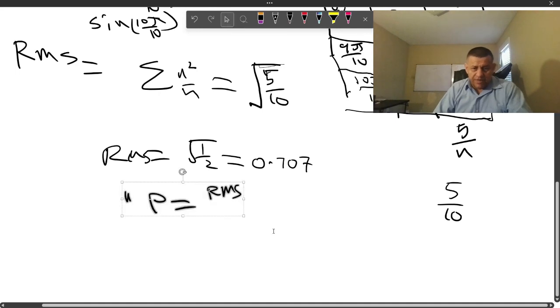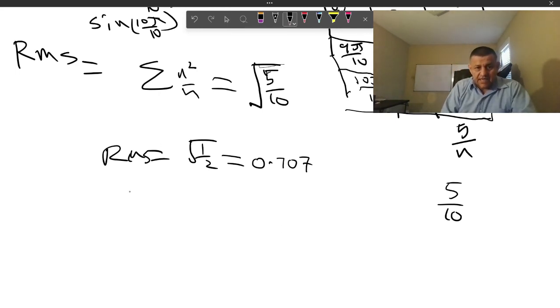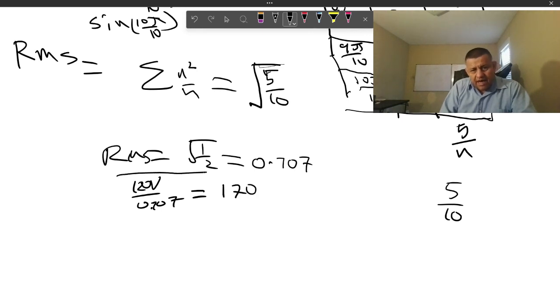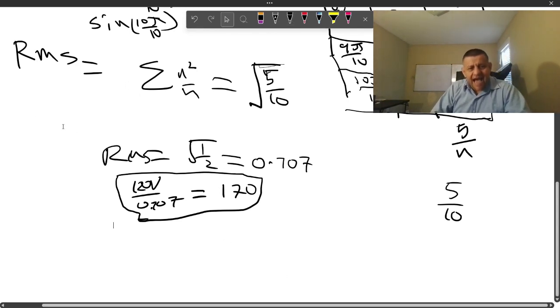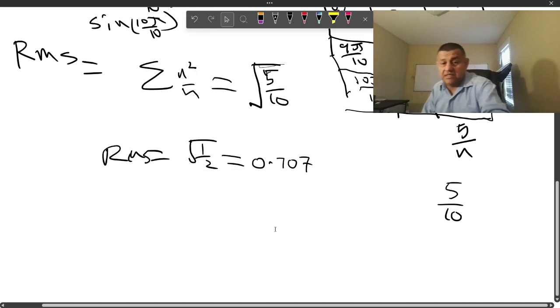So what happened here is the following: if you take the peak voltage, 120 volt over 0.707, it's going to be equal to approximately 170 volt. So when you have any power source that is 120 volt, the peak value of that is very close to 170 volt. Now let me just erase this because I was just giving an example.